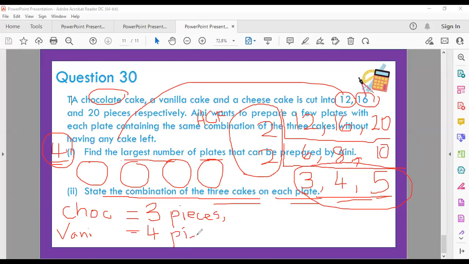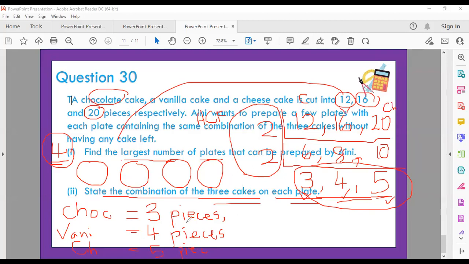On one plate, there are going to be 4 pieces of vanilla cake. You see the 4 here, you see the 3 here. And finally, the 20 pieces of cheesecake, which I'm going to divide into 4 plates. So the cheesecake is 20 divided by 4 plates, 5 pieces on each plate. And that's where you see the 5. So this is the chocolate, this is the vanilla, and this is the cheesecake.